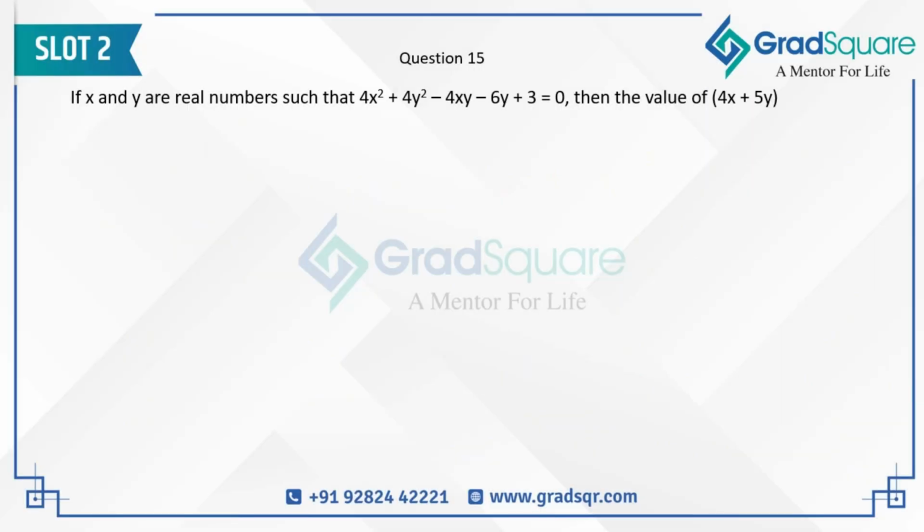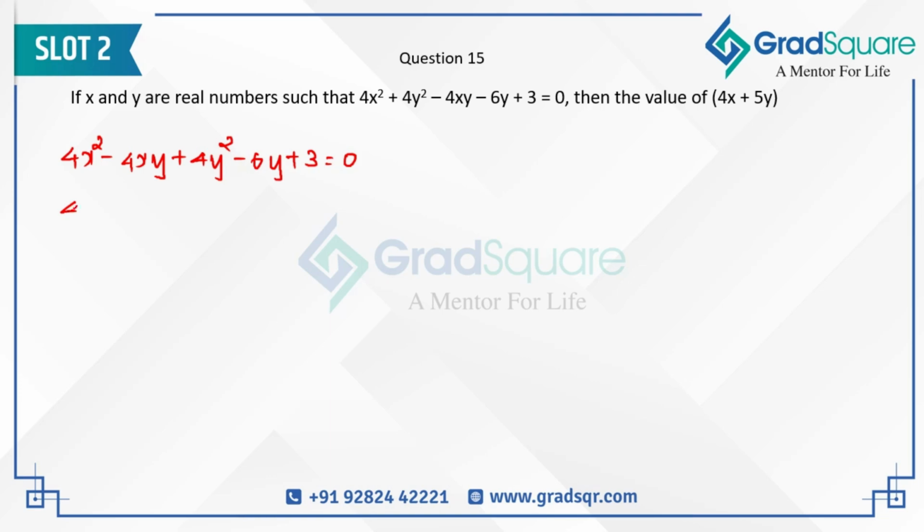In this question, if x and y are real numbers such that 4x² + 4y² − 4xy − 6y + 3 = 0, then the value of 4x + 5y is the question. Now I'm going to make some modification to group the terms. So 4x² − 4xy + 4y² − 6y + 3 = 0.